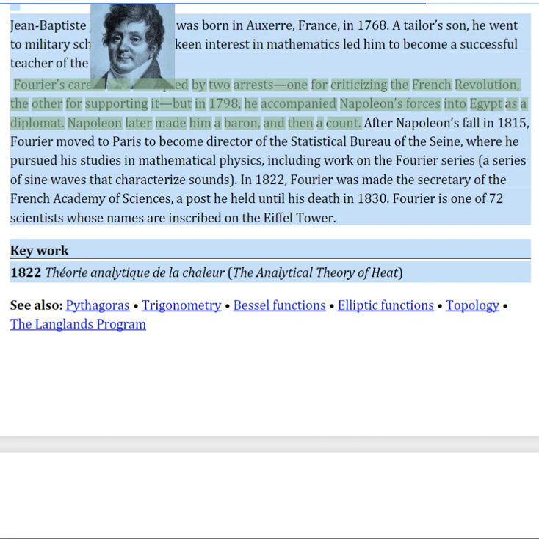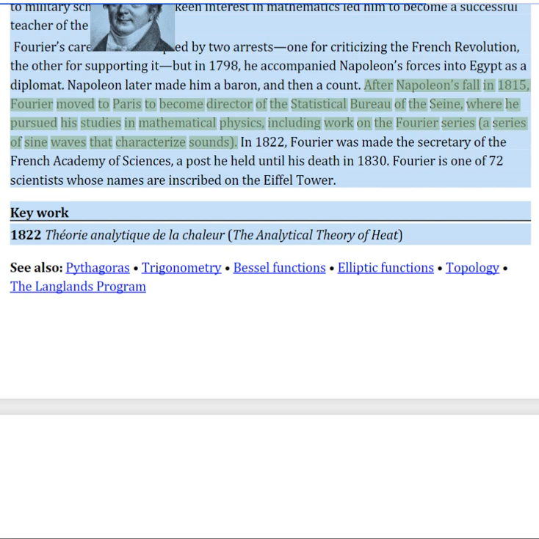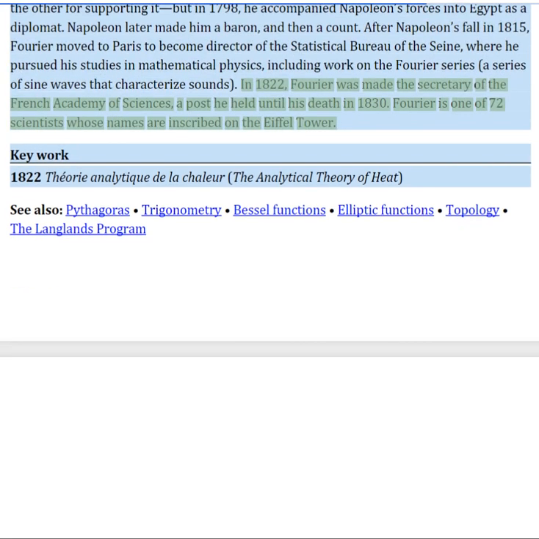Napoleon later made him a baron, and then a count. After Napoleon's fall in 1815, Fourier moved to Paris to become director of the Statistical Bureau of the Seine, where he pursued his studies in mathematical physics, including work on the Fourier series. In 1822, Fourier was made the secretary of the French Academy of Sciences, a post he held until his death in 1830. Fourier is one of 72 scientists whose names are inscribed on the Eiffel Tower.